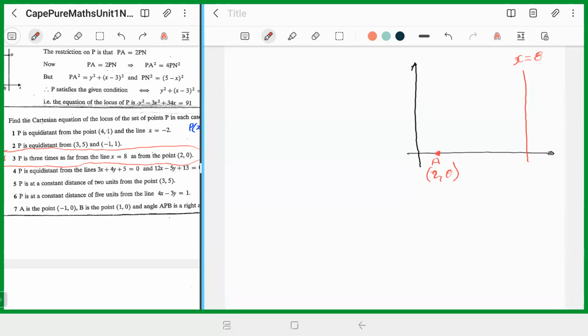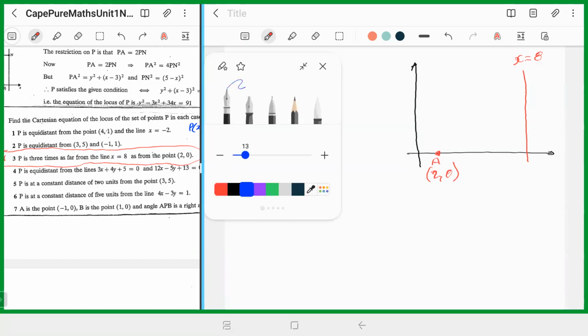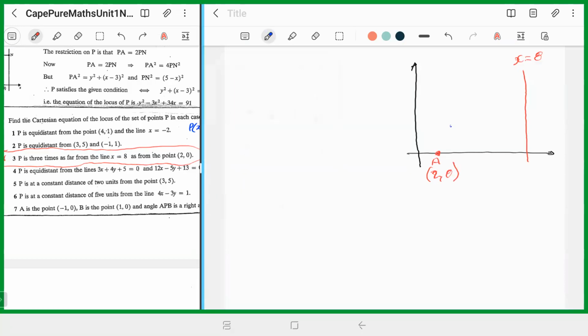All right. Now they said the distance from the line is 3 times as far from the line as it is from the point. So it means that the locus is closer to the point. So the point is here, P, and P is (x, y). And this distance is longer by 3 times. So I'm going to put 3 lines on this to say it is 3 times as long as that. So it simply means that this length is equal to 3 times this length.